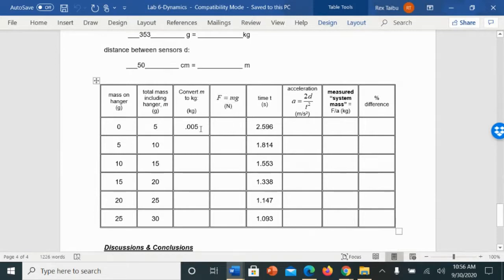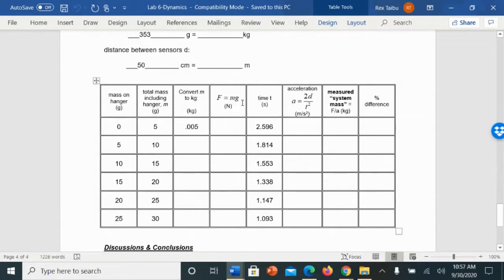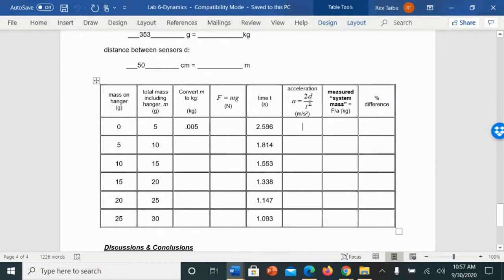Then you're going to multiply the mass here, 0.005 times what? Times g, 9.8. Your answer will be here, and then your time is here. You are going to use the time to find acceleration. D has to be in meters. So convert this to meters and put D in meters here and time in seconds.